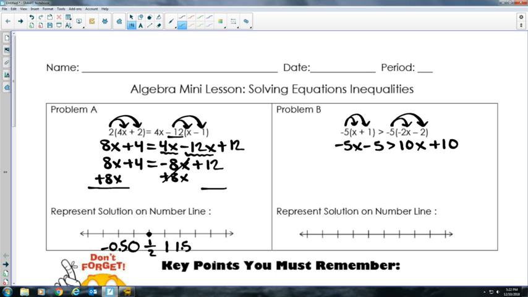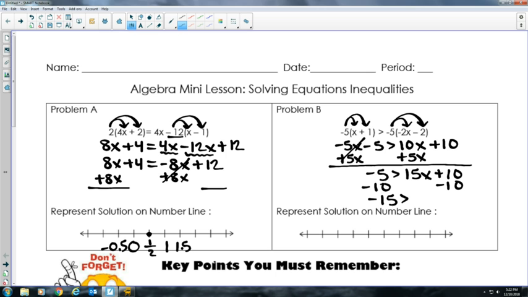Okay, we don't have anything to combine on either side, so we're going to move our variables first. I'm going to add 5x to both sides. These cancel. Negative 5, 15x plus 10. Subtract 10 from both sides. Negative 15 is greater than 15x. Divide by 15. And negative 1 is greater than x.